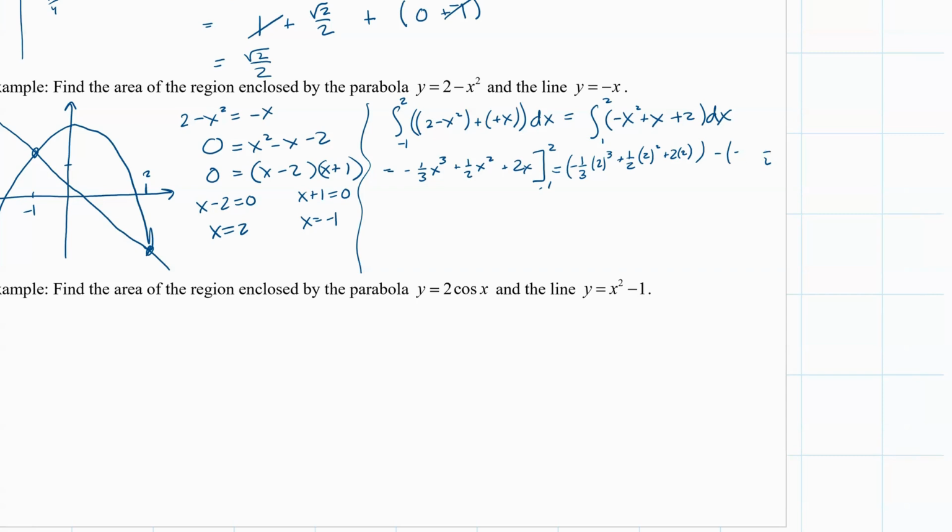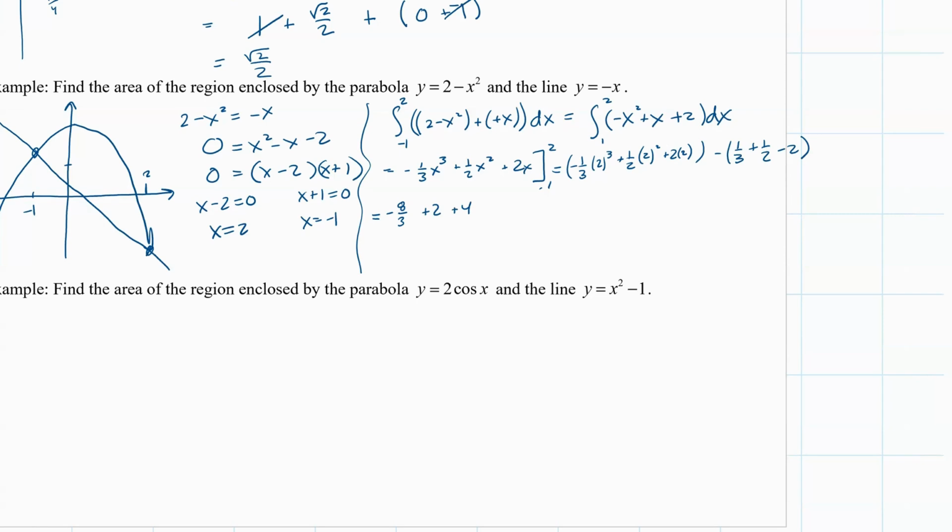Oops, sorry, I got that wrong. Let me try that again. -1 to the third is -1, so it's a positive 1/3. -1 squared is just going to remain positive, and -1 times -2 should give me a positive 2 there. Okay, let's see if we can clean that up. How about -8/3 plus 2 plus 4?